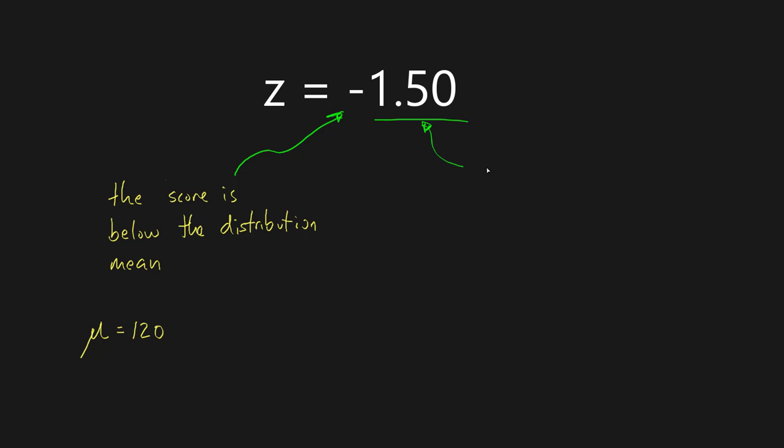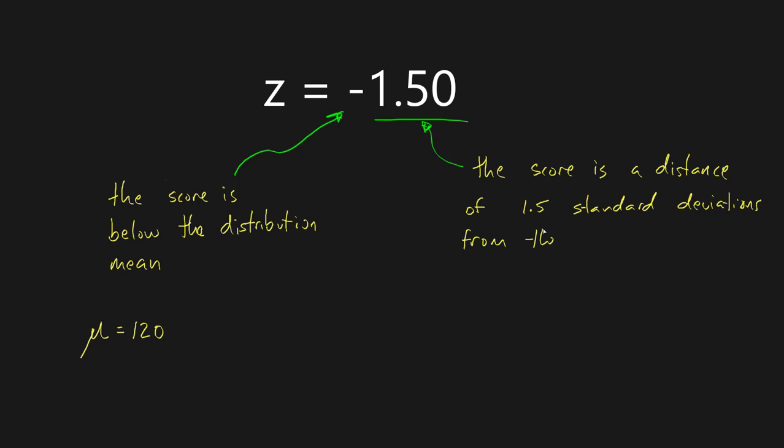So this tells me that the score is a distance of 1.5 standard deviations from the mean. So if I knew what my population standard deviation was, and for the sake of this example, let's say that it's equal to 12, then I'm going to be able to figure out exactly what my score is.